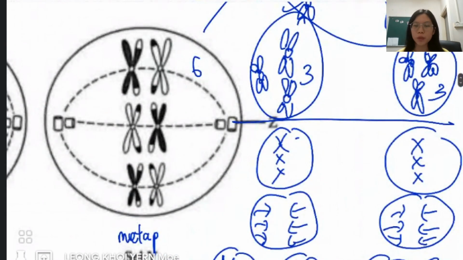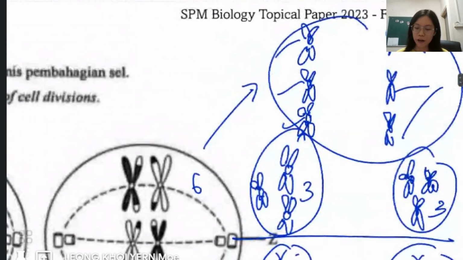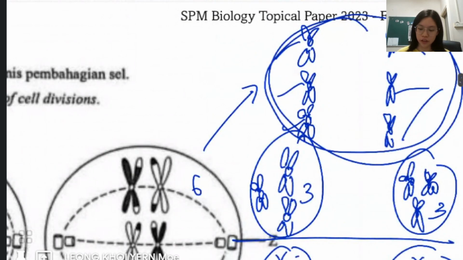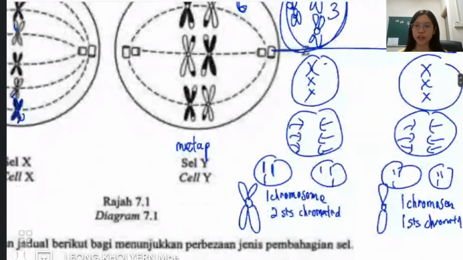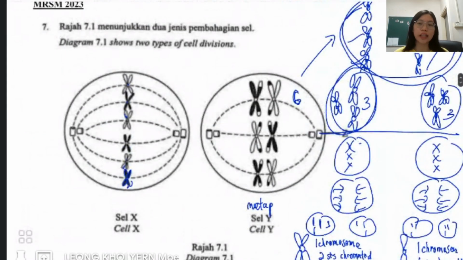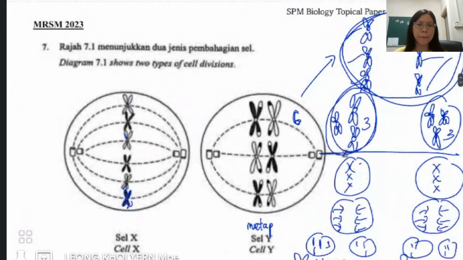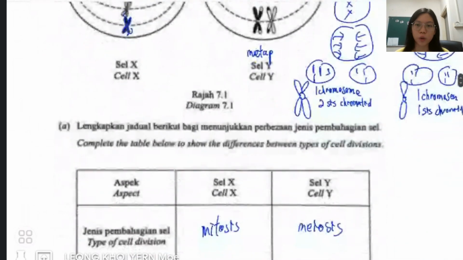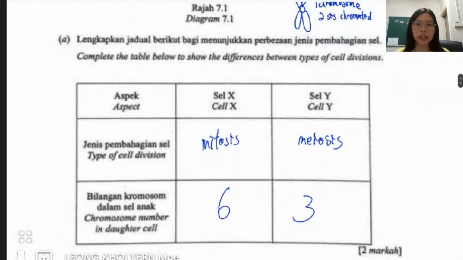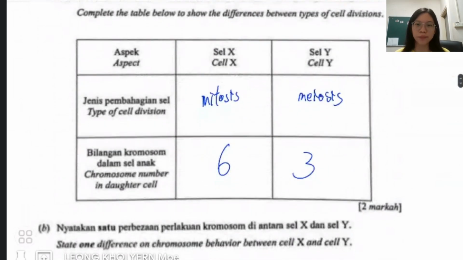So which is the moment where the number of chromosomes gets halved? It's actually after anaphase 1. The number of chromosomes was initially six, and it already halved to become three. In meiosis 2, it still continues to be three. So meiosis 1 is the separation of homologous chromosomes. Meiosis 2 is quite similar to mitosis, where it's the separation of sister chromatids. So that leads up to this answer, 6 and 3.